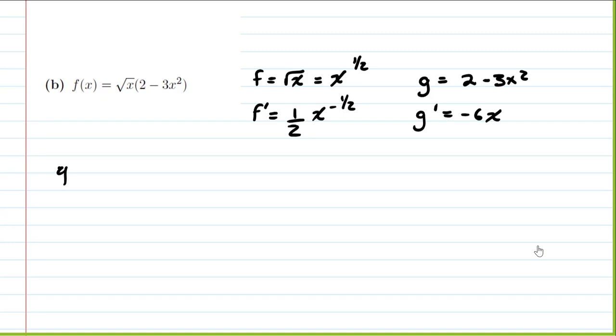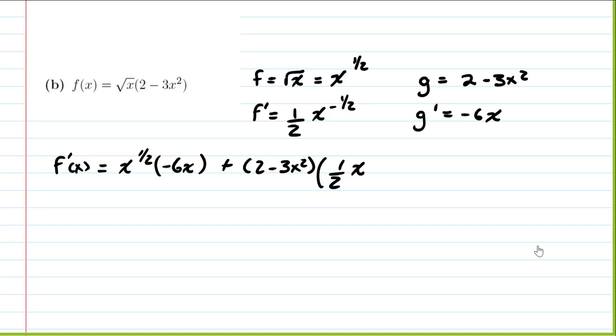So our derivative this time, f prime of x, is equal to f times g prime, so x to the 1/2 times our g prime, which is negative 6x, plus g times f prime, so 2 minus 3x squared times f prime, which is 1/2 x to the negative 1/2.